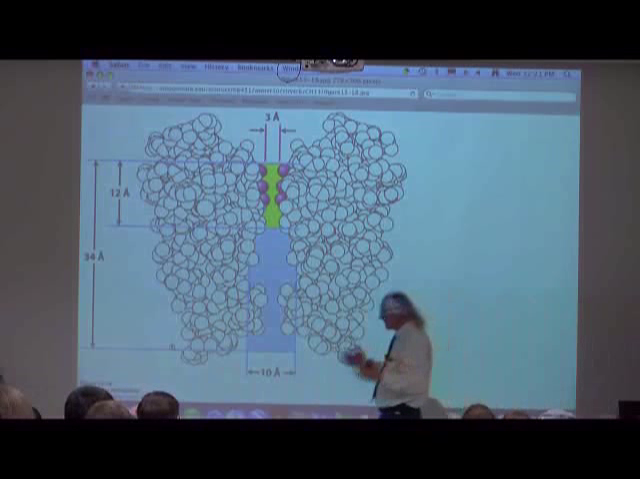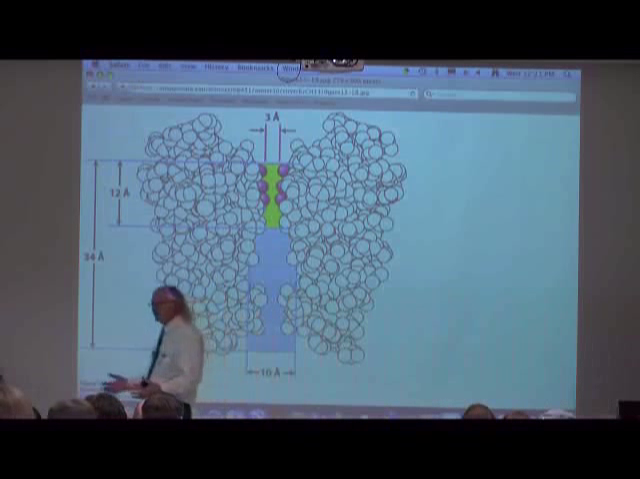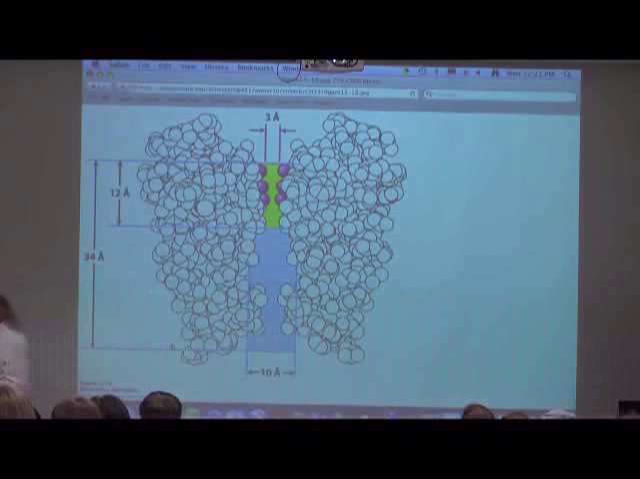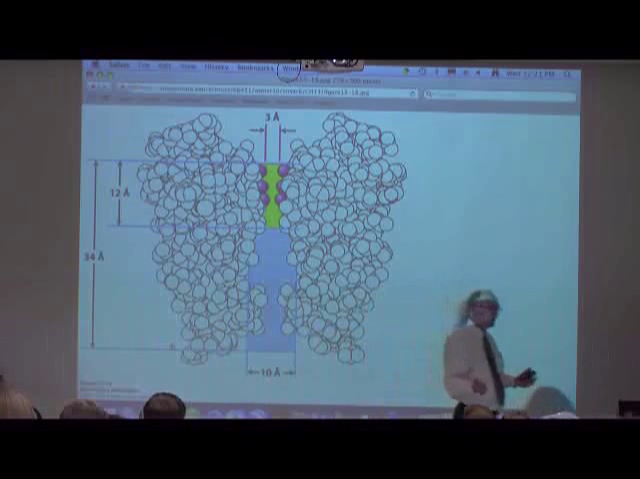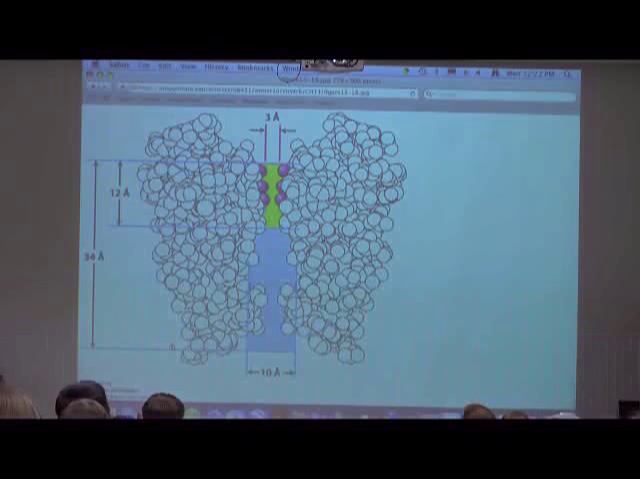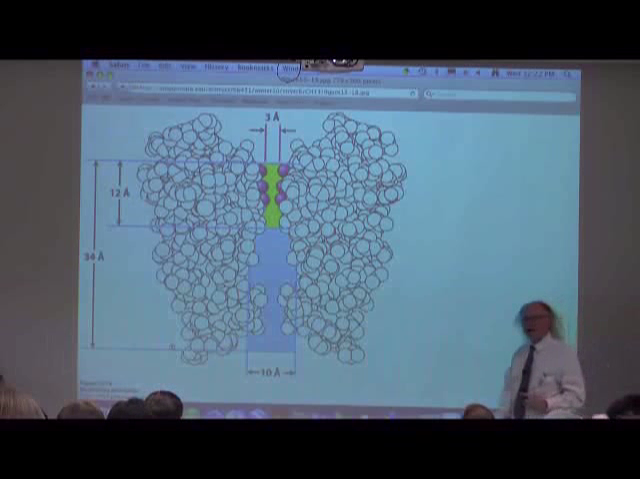Okay, I want to turn our attention to the gates and the channels. The gates and the channels are really interesting, and you probably haven't given them much thought so far. So now I'm going to give you some thought about them. The reason that they're interesting is first of all, they're fairly selective for only allowing specific things through them. Okay?